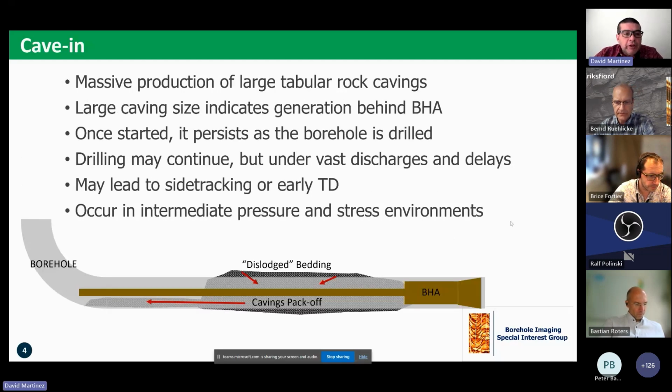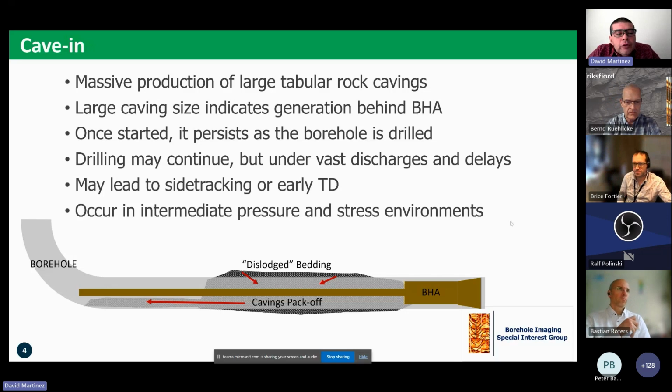Okay, let's start with cave-ins. By cave-ins, I mean massive production of large tabular rock cave-ins coming from the borehole. The size and shapes I'm talking about may start at coffee grain size, but for the most part, they are much bigger. We are talking about a computer mouse shape and size to potato size, more or less. These large sizes indicate that they come from behind the BHA. Otherwise, they couldn't pass through the annulus between the BHA and the hole.